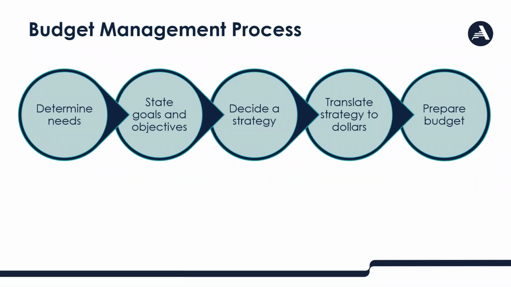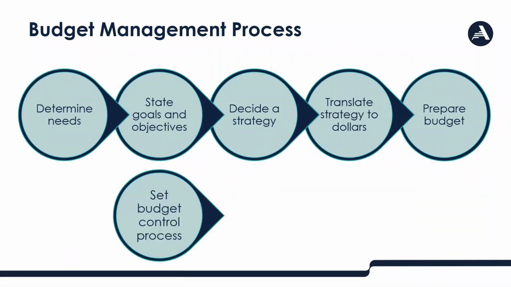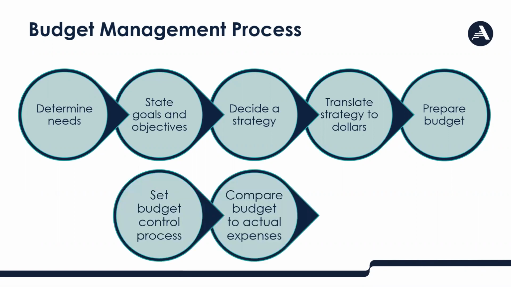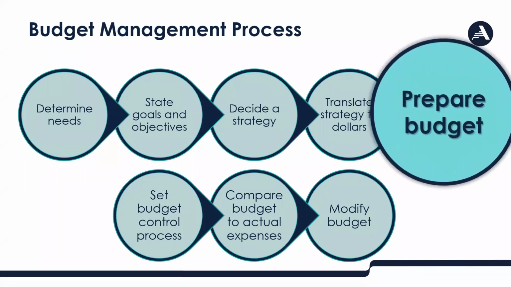Post-award, after you get your funding from AmeriCorps Seniors, grantees then continue to manage their budgets effectively by establishing a budget control process, by monitoring expenses, that is, regularly comparing your budgeted to actual expenses to check for over and underspending, and then modifying your budget as necessary with approval from AmeriCorps when required. Today's conversation will focus on the budget preparation process.